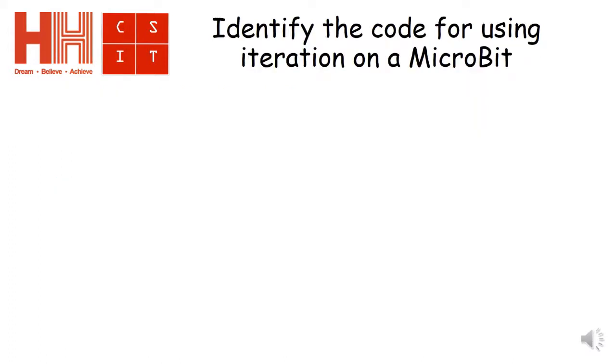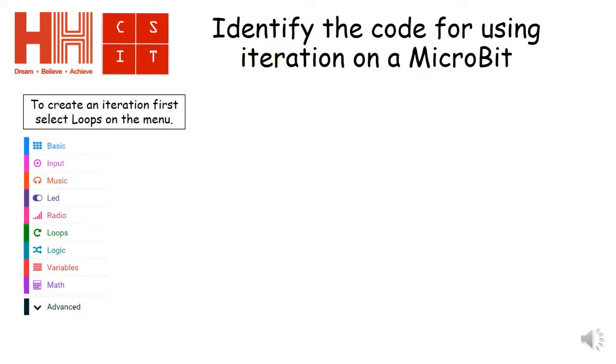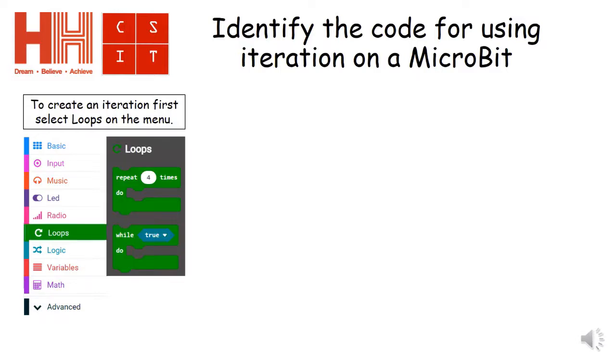We're now going to identify the code for using iteration on a Microbit. We're going to start by seeing on the menu how we select iteration. Now we do this by selecting loops. When selecting loops, the options we will need for repeating and while will both come up.